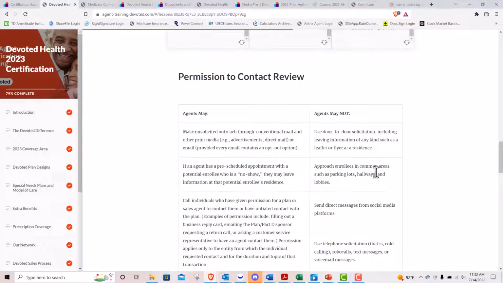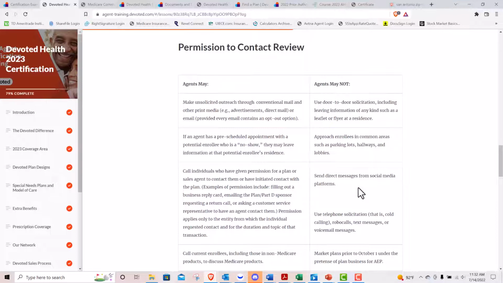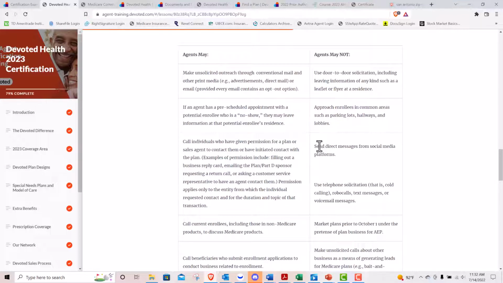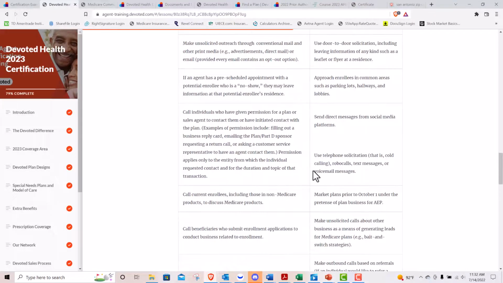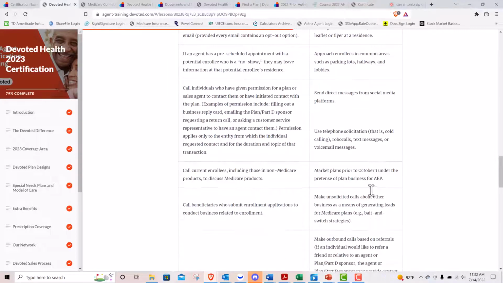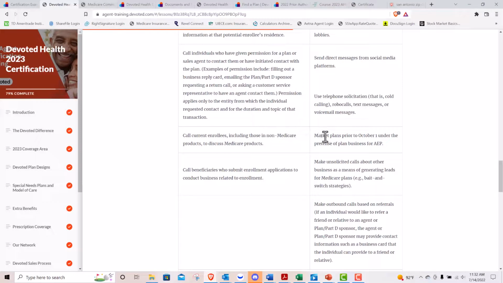So you can't do door-to-door solicitations. You can't leave flyers at people's houses. You cannot approach enrollees in common areas. They have to be the one to approach you. You can't send DMs, direct messages, to people who find you unless they call you first. You can't use telephone solicitation, cold calling. You can't mass send voicemail messages or text messages. You can't market plans prior to October 1st. And you can't make unsolicited calls about other business as a means to generate leads for Medicare, the bait and switch.